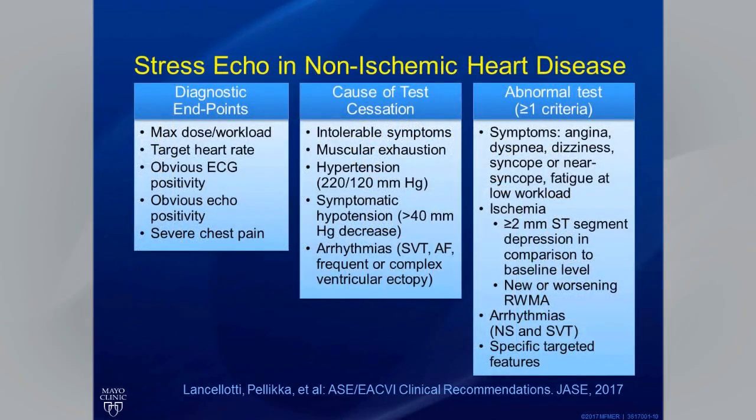Shown here are the diagnostic endpoints. On the left-hand side, the causes of test cessation in the middle, and criteria for an abnormal test on the right-hand side. Diagnostic endpoints include achieving a maximum dose or workload, achievement of target heart rate, obvious ECG positivity, and obvious exercise echo or stress echo positivity, and severe chest pain.